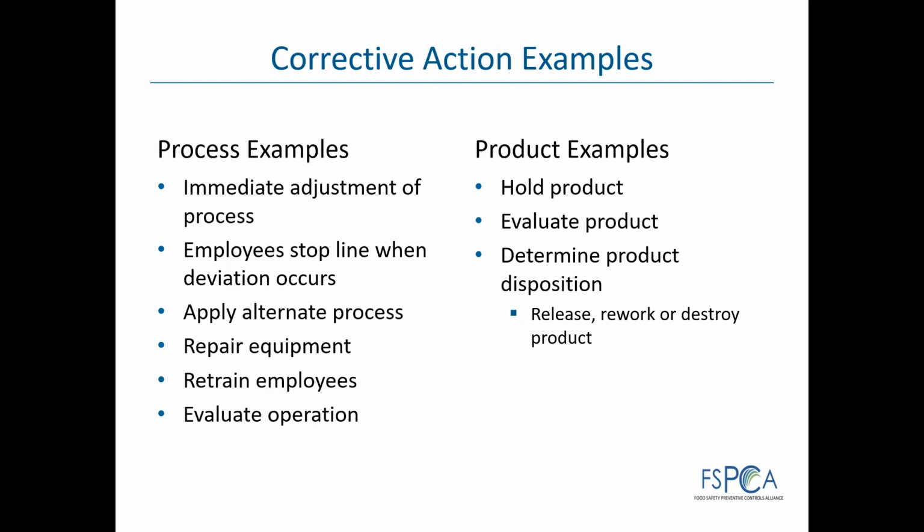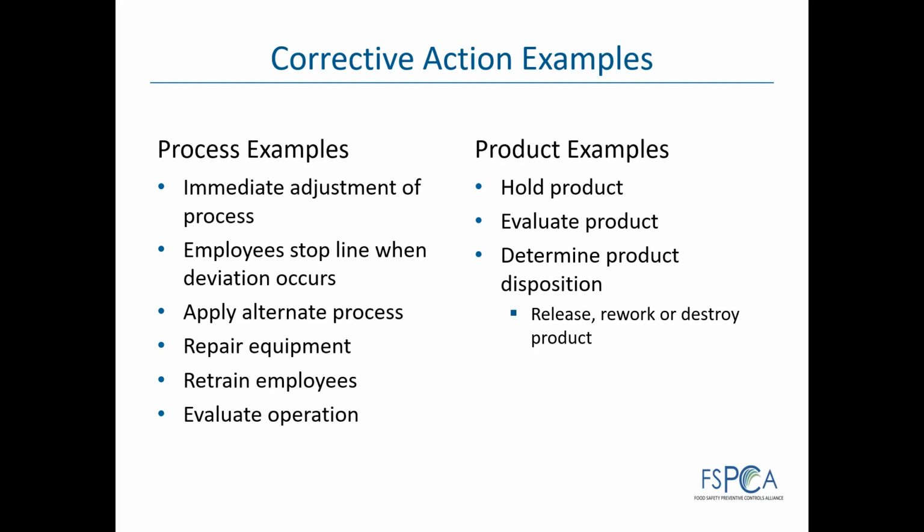Most of the time what we are using is applying an alternative process. I mentioned earlier, if you're cooking at 160 degrees Fahrenheit for 5 minutes for an omelet, and this time it is only 159 degrees Fahrenheit, maybe we cook a little bit longer, for 7 minutes, and that might work. However, this needs to be previously validated in your food safety system. Some other examples: repair equipment, retrain employees, evaluate the operation.